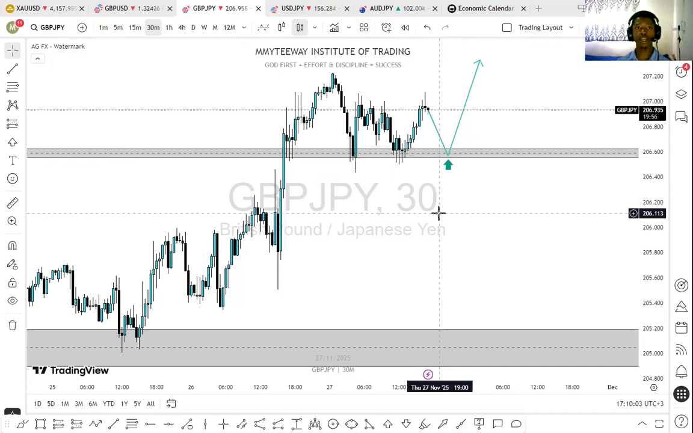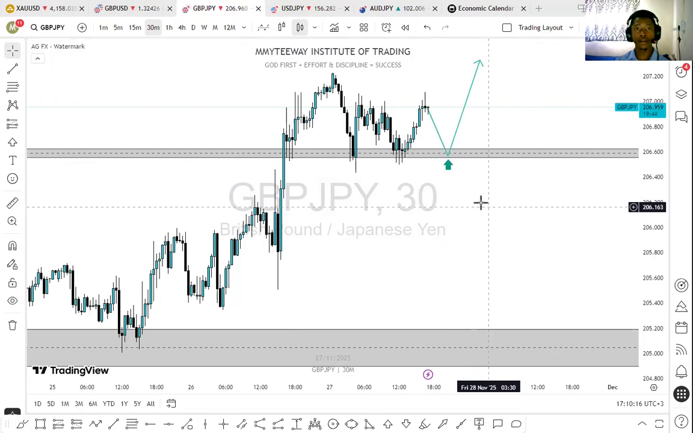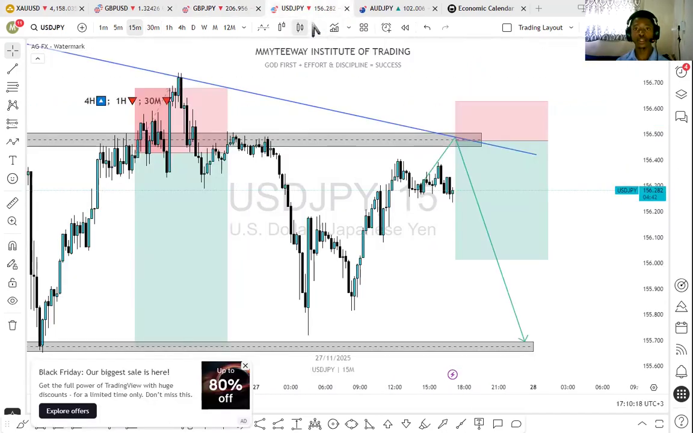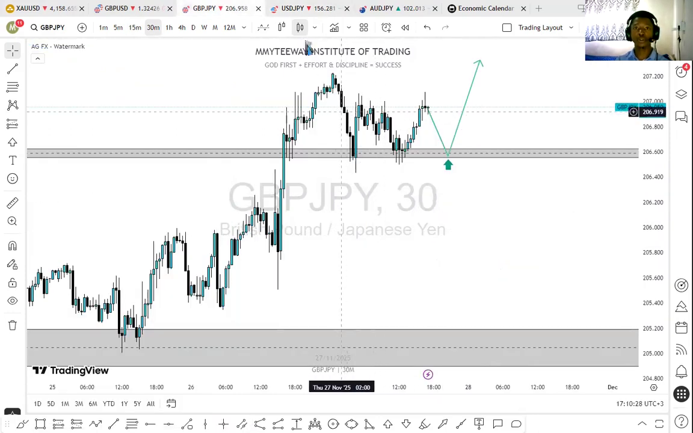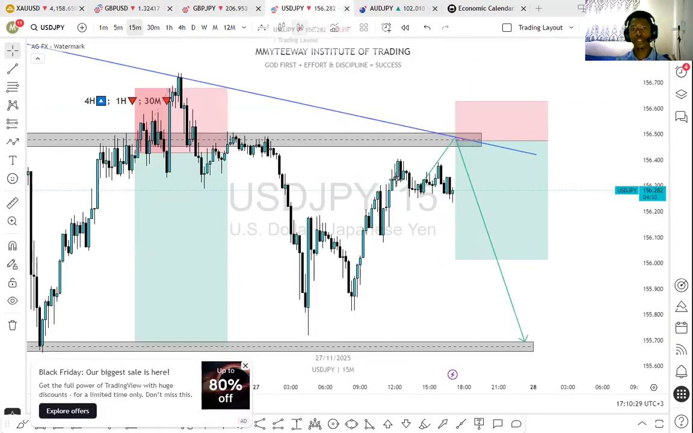Most of the times when I take a trade on one of those pairs, usually I do not take a trade on the other pairs, because if you are wrong, it is going to be two losses. But if you are correct, it's going to be two profits. But we do not want to take the chance.